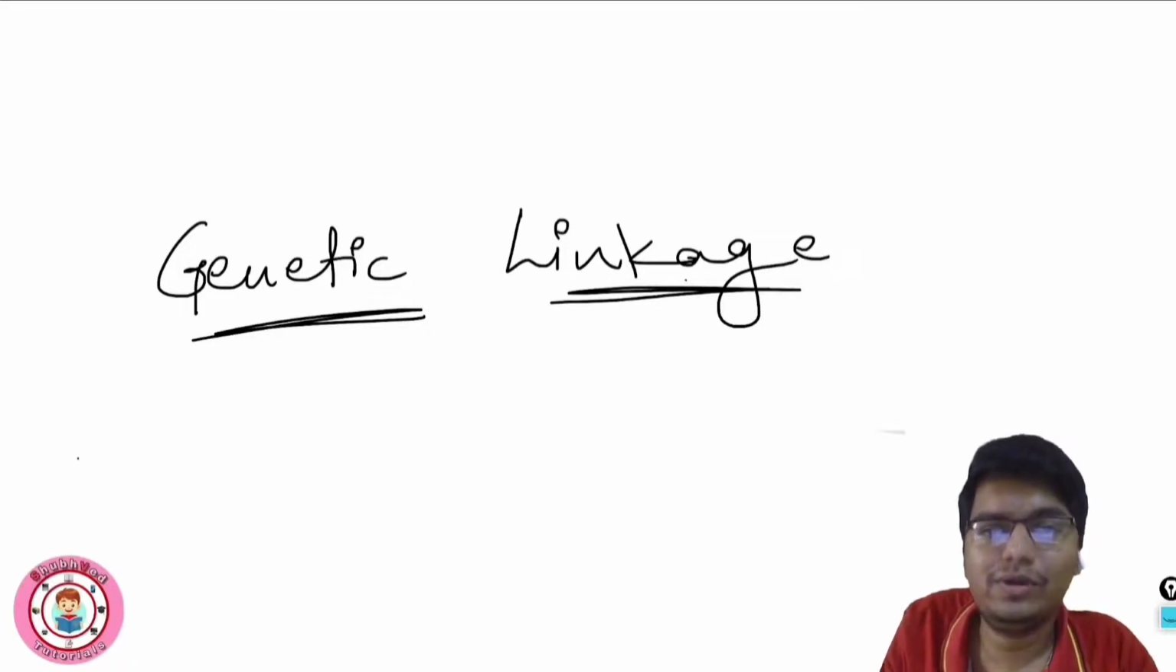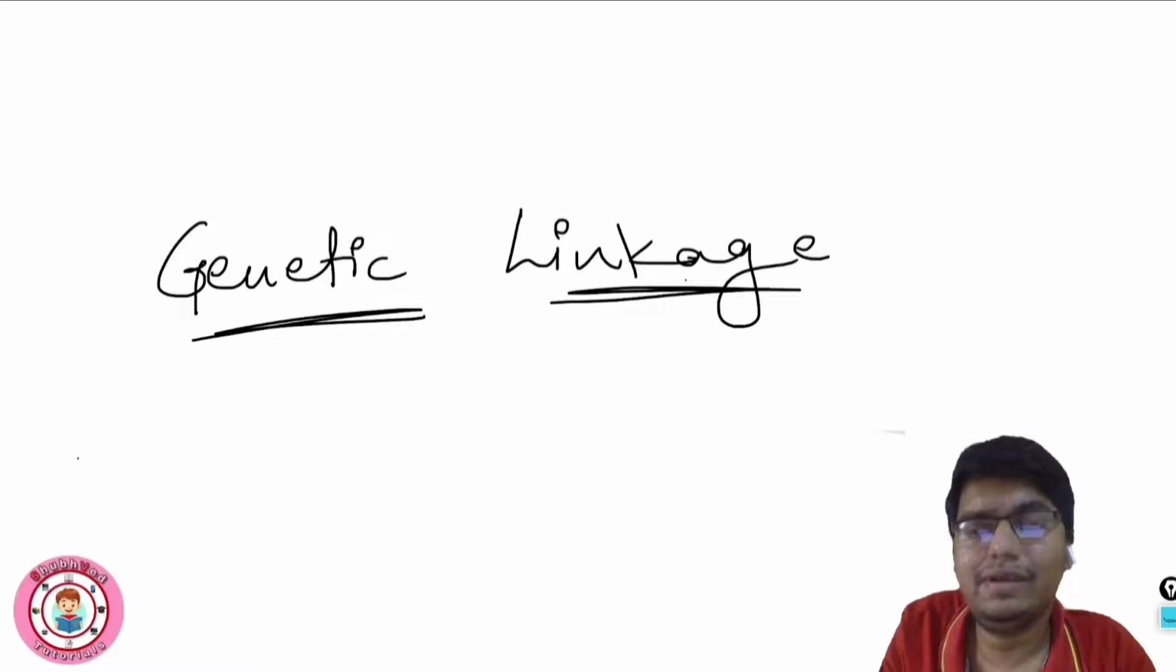This video is about genetic linkage. Okay, so let's get started with the video. Genetic linkage means how the genes are linked to each other and how these genes are passed, means their inheritance. How is their inheritance? That we will see in this video.